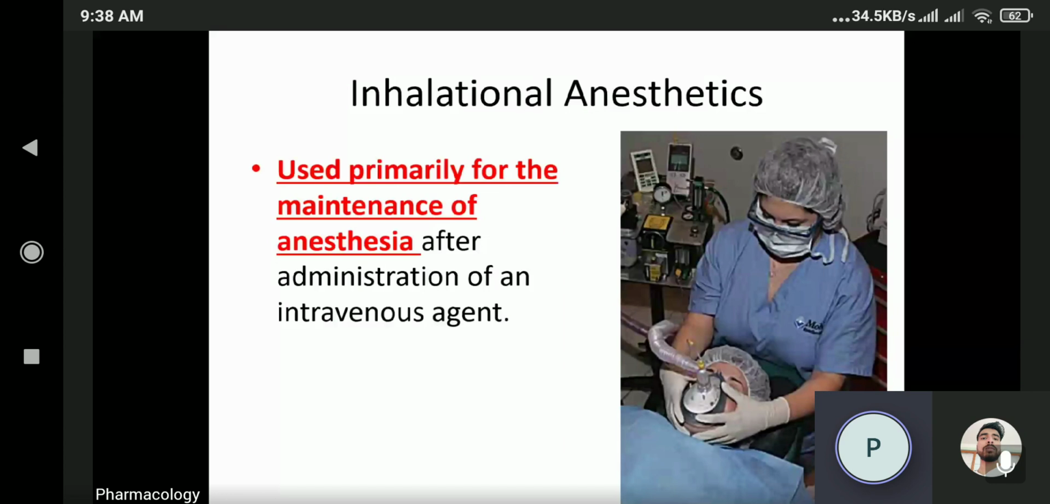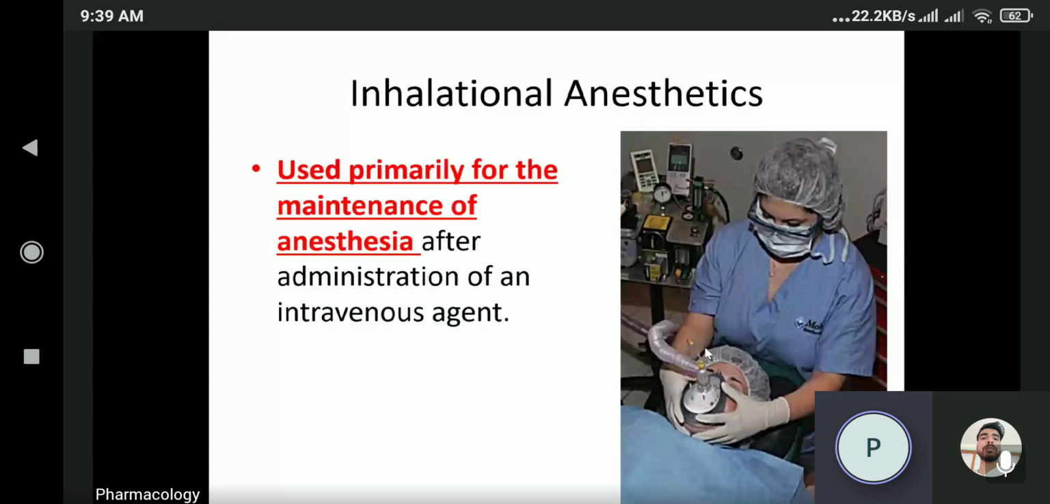Now the fourth step would be your maintenance of anesthesia, which will now be done with the group of the inhalational anesthetics. Okay, so your inhalational, as you can see in the figure also, use masks, because these are in the form of gases or volatile liquids, and the way through which they can reach the patient is through the use of masks. Okay, so inhalational anesthetics are mainly used for the maintenance of anesthesia after your administration of intravenous agents.